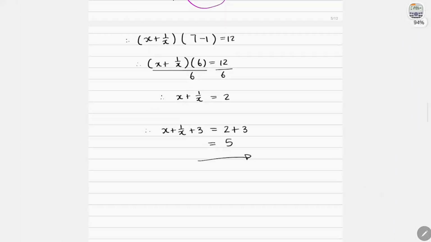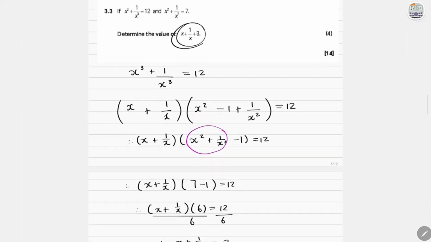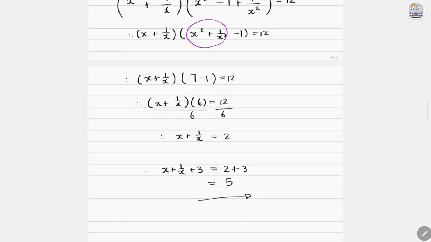And there we go. So that is our answer. And that is the last question for question 3. And that is it for question 3.